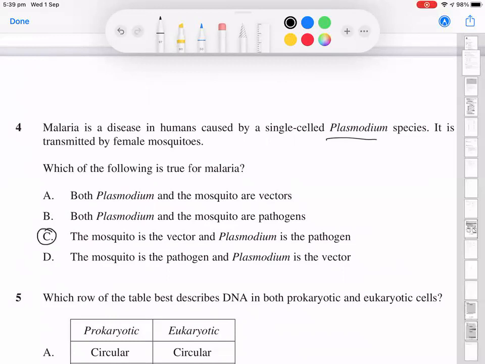So this is true. A mosquito is a vector because it's just carrying the plasmodium, and it will inject it into the human from its salivary duct. So when it actually bites humans. And as a side note, this is only done by female mosquitoes. And it's also true that the plasmodium is the pathogen because it's the thing causing the disease.